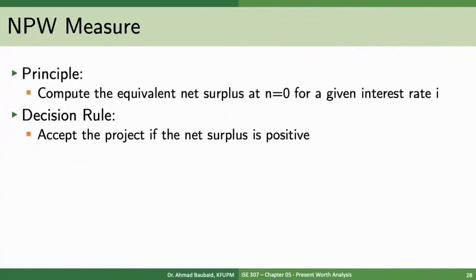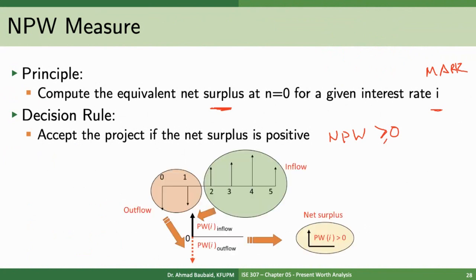Okay, so this is where we'll end today. The principle, again, is to compute the net surplus at n equals 0 using a given interest rate i, or using the MAR. We're going to accept if the net present worth is positive, right? Or you can write it as greater than or equal to 0 if you want to. This is the picture that I was drawing before, right? You have outflows, you have inflows. You find everything at 0. You find the inflow at 0, you find the outflow at 0, and then you compare them.